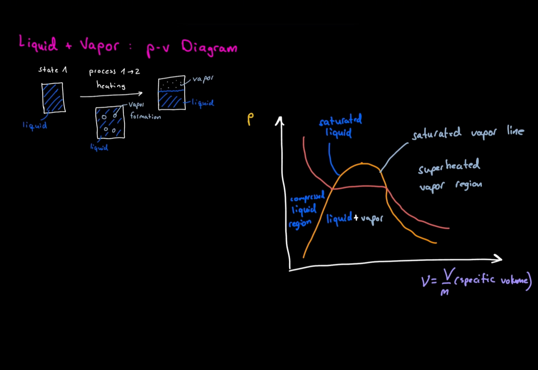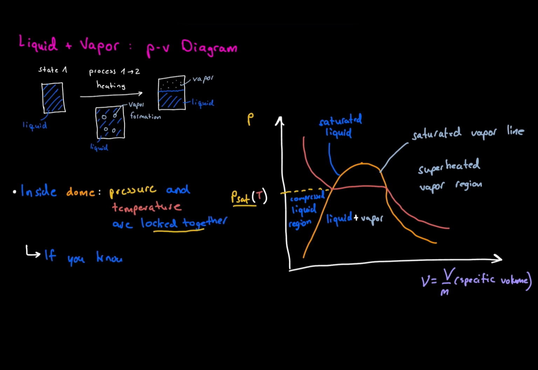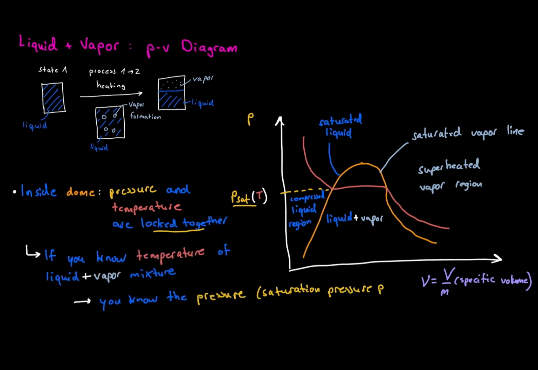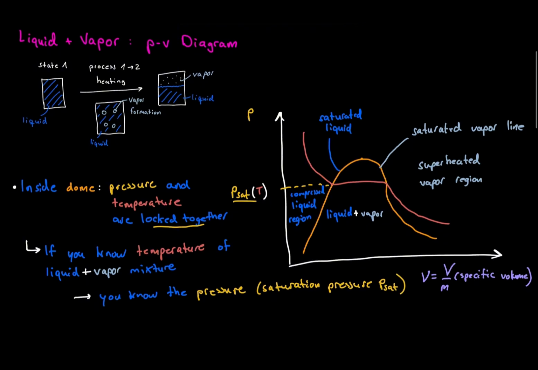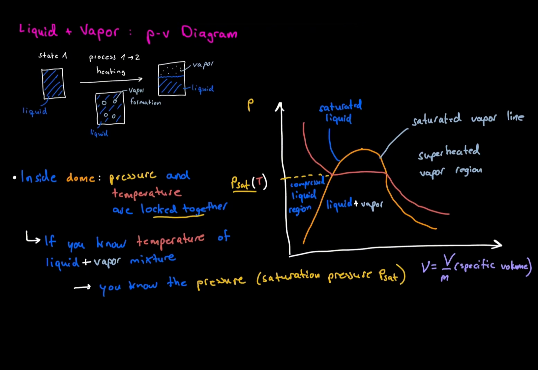Now here comes the one idea you really need to remember. Inside this liquid-vapor region, pressure and temperature are locked together. That means if I know the temperature, then the pressure is already fixed. And if I know the pressure, then the temperature is already fixed. So inside the dome, we do not choose pressure and temperature independently.